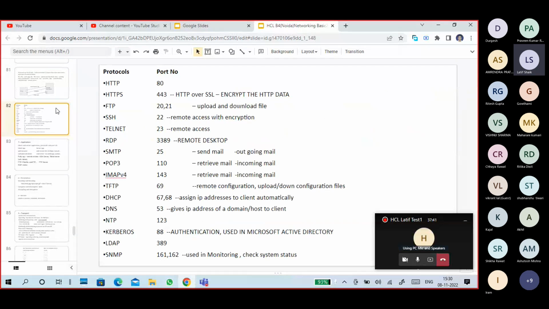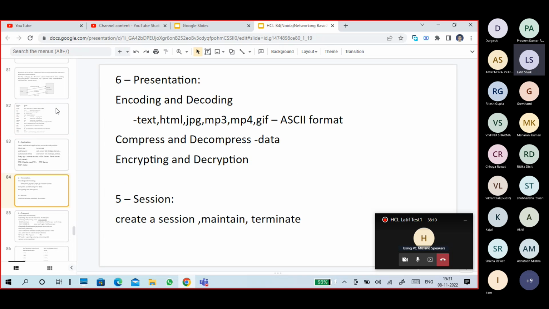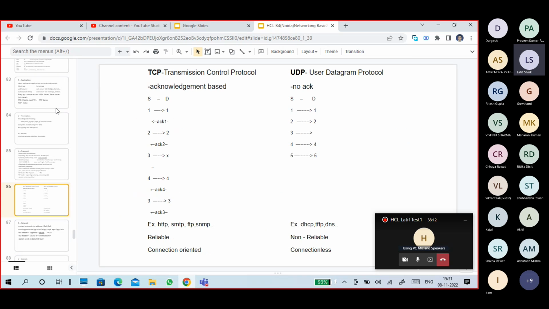Each protocol represents what kind of service or what kind of request. What is the service? What is the request? What is the server? Three things are involved. Guys, this is important to understand a lot of things. HTTP, HTTPS, FTP, SSH, Telnet, RDP, SMTP, POP3, IMAP, TFTP, DHCP, DNS, NTP, Kerberos, LDAP, SNMP. Different protocols have different port numbers.